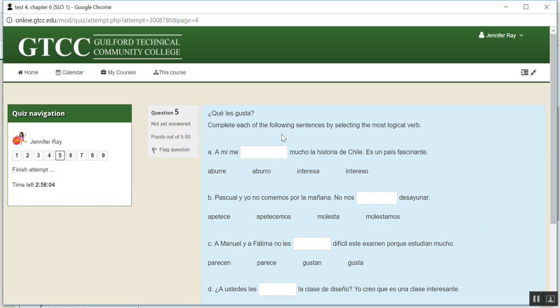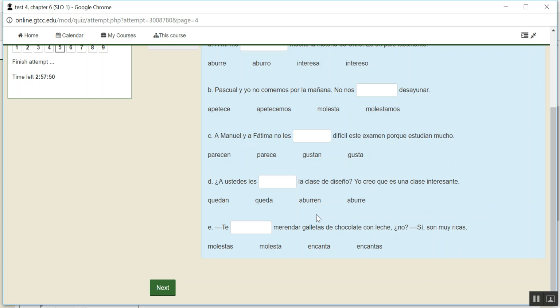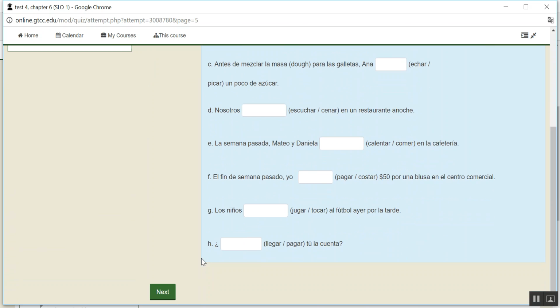¿Qué les gusta? Complete each of the following sentences by selecting the most logical verb. So you've got various verbs that are like gustar and are conjugated in various manners. You pick the verb and its spelling and you write it here, the one that would correctly complete the sentence. Los verbos en el pretérito, you're going to pick the verbs in parentheses, the one that would best complete the sentence, and then conjugate it into the preterite tense.